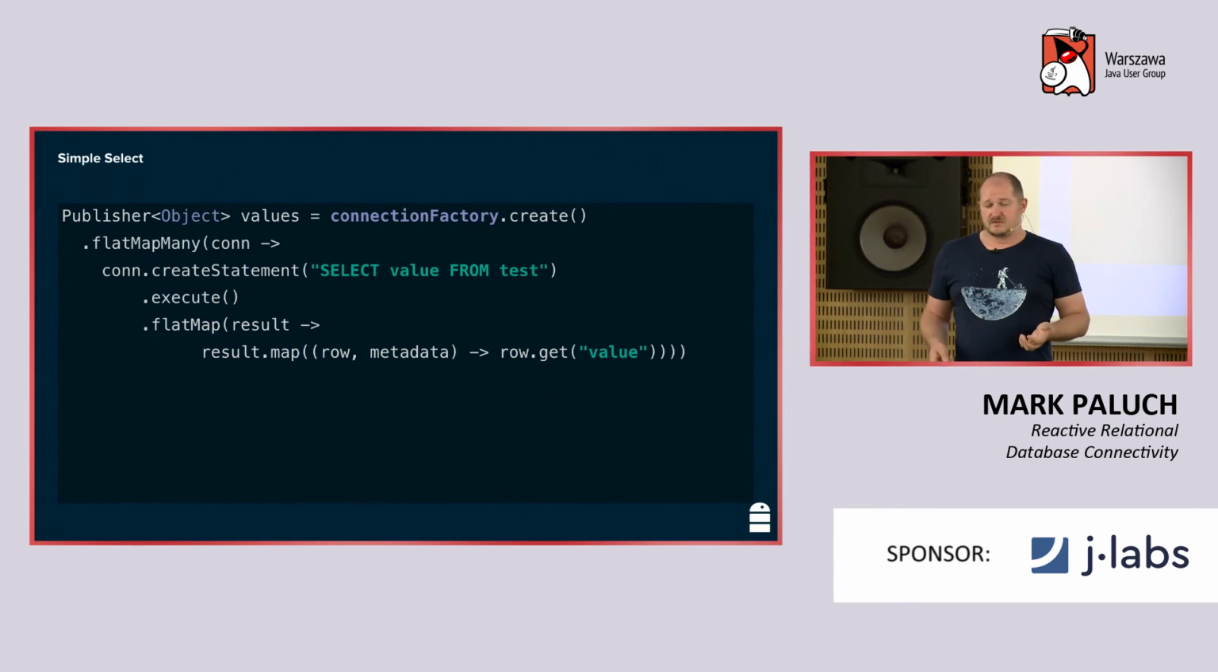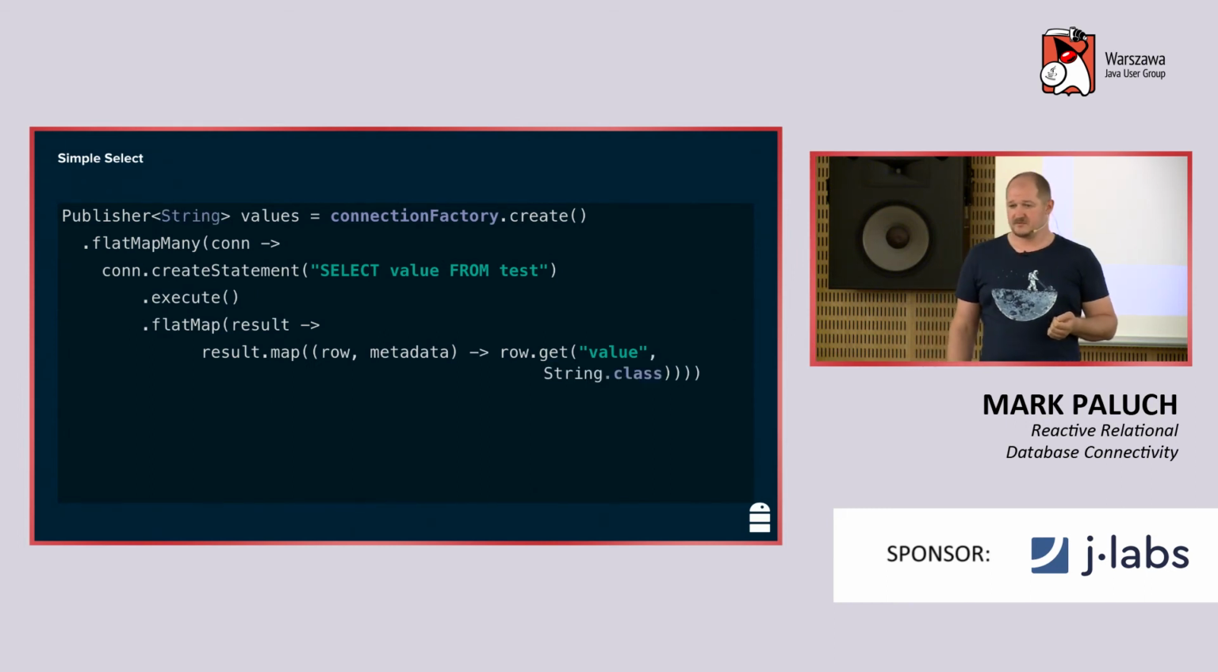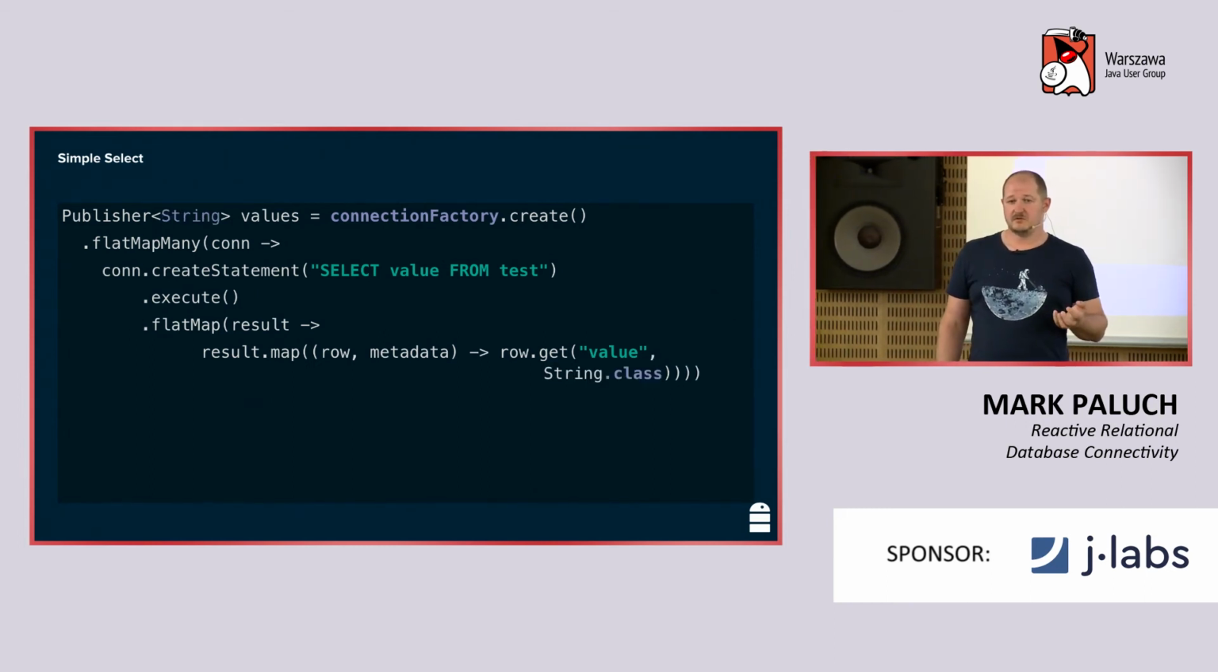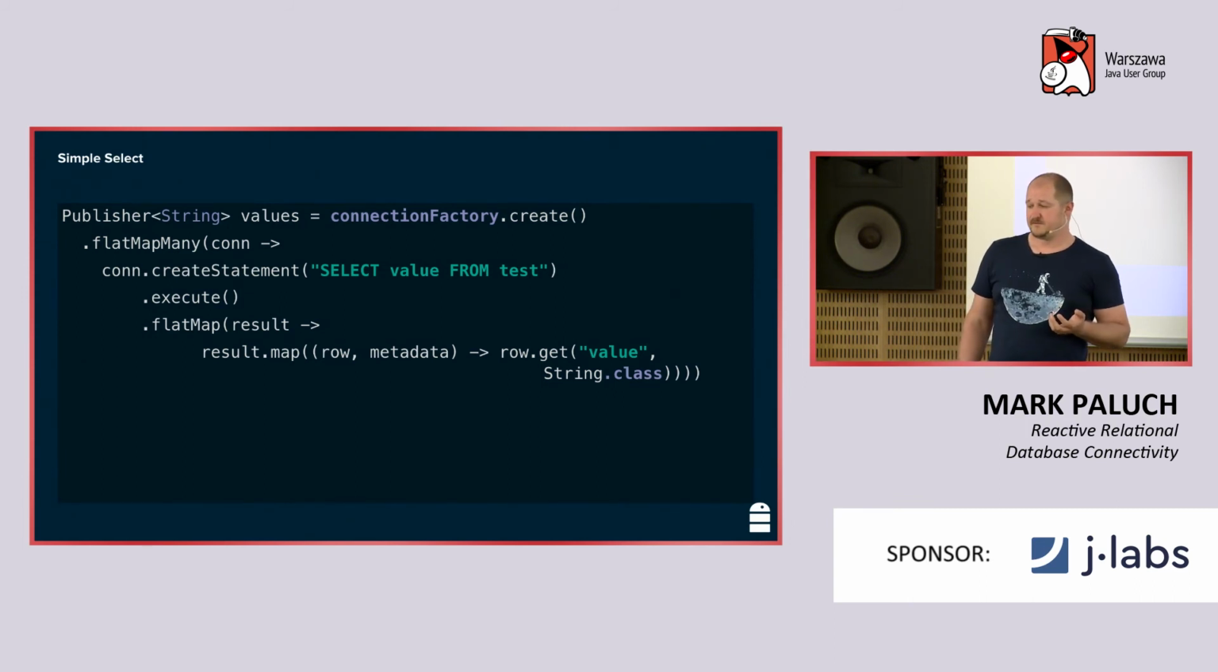So our result type would be a publisher of object, and it would return every value from every row that is received by the query. If we want to beautify this to some extent, we can specify the type hint. So to say, get me that value as string, and this type information is propagated all the way down. And now we have a publisher of string, which is a little bit more convenient.